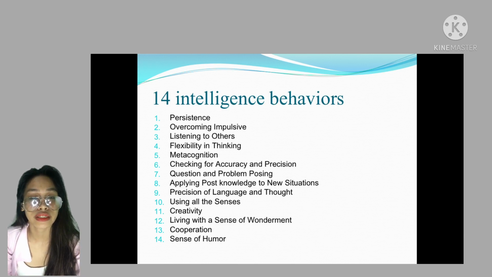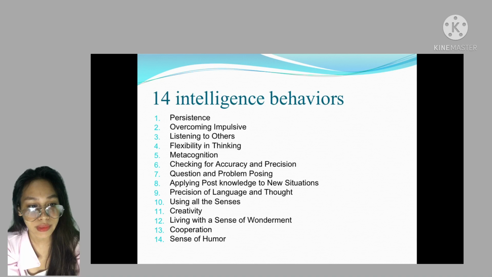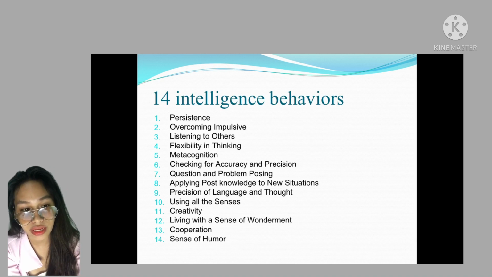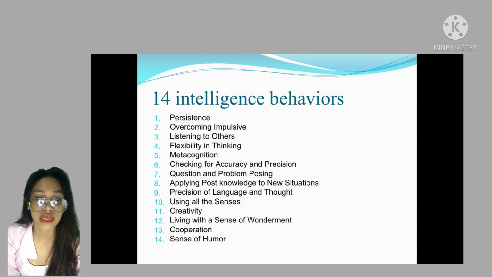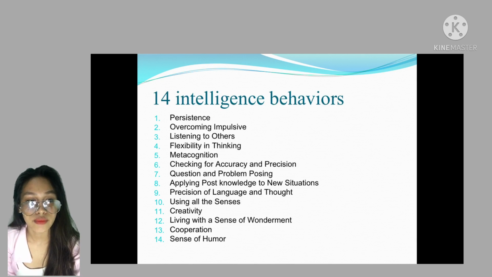The 14 intelligent behaviors are: persistence, overcoming impulsiveness, listening to others, flexibility in thinking, metacognition, checking for accuracy and precision, questioning and problem solving, applying past knowledge to new situations, precision, gathering knowledge and thought using the senses, creativity, responding with wonderment, cooperation, and last is sense of humor.